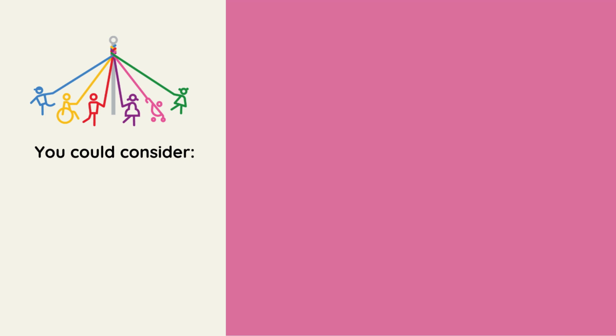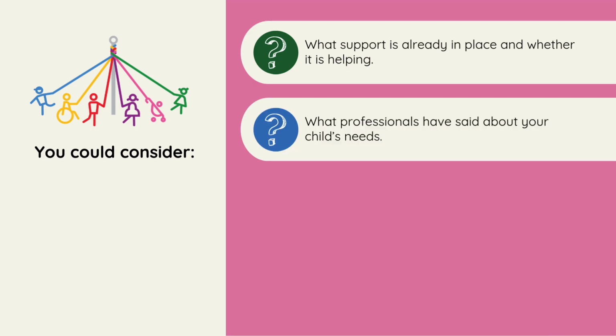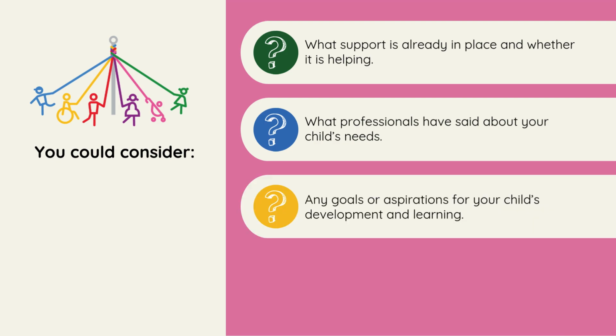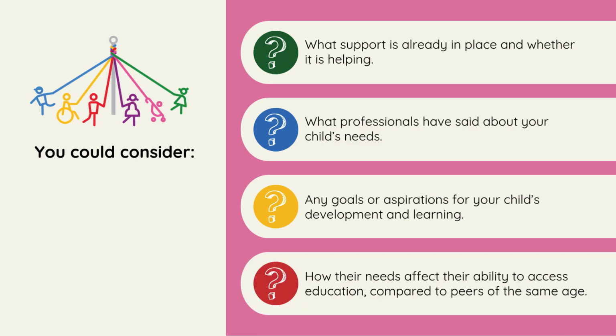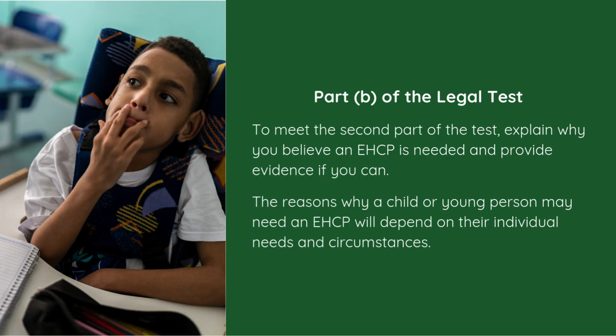You could consider what support is already in place and whether it is helping, what professionals have said about your child's needs, any goals or aspirations for your child's development and learning, and how their needs affect their ability to access education compared to peers of the same age. Our video on the broad areas of need explains the main types of SEND. It can support you in understanding and organising the information about your child's needs. Part B of the legal test.